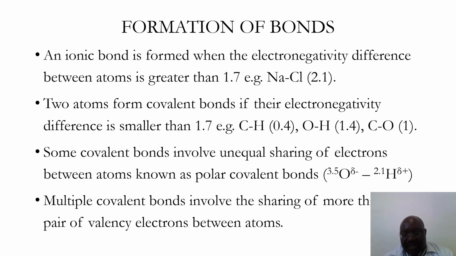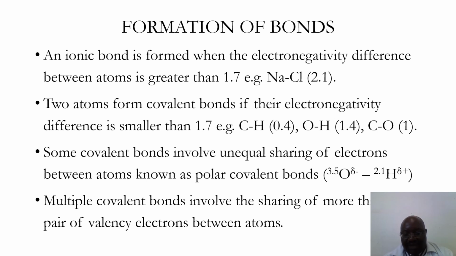An example that I give here is sodium and chlorine. The difference between them is what gives us the kind of bond that we get. We have 2.1, whereas two atoms form a covalent bond when their electronegativity difference is smaller than 1.7. Examples: carbon and hydrogen, oxygen and hydrogen, then carbon and oxygen. The difference between electronegativity values for carbon and hydrogen is 0.4, for oxygen and hydrogen is 1.4, for carbon and oxygen is 1. Therefore, we have covalent bonds formed there.